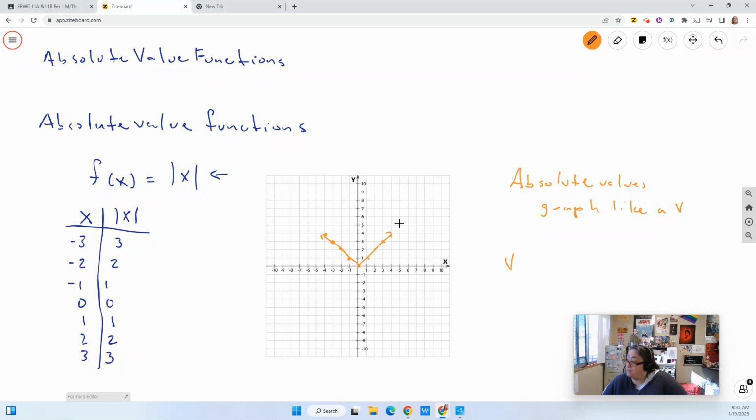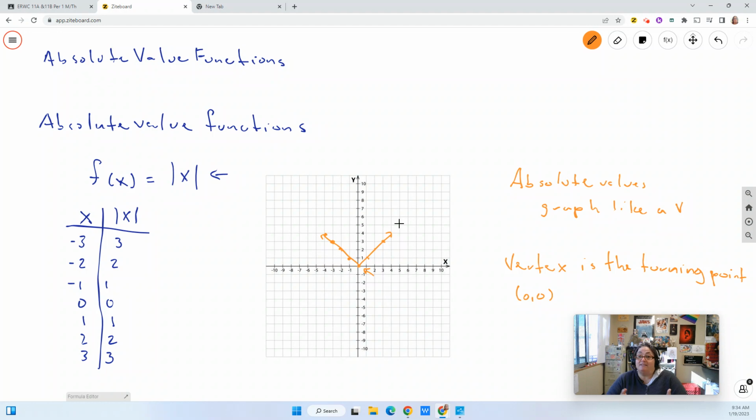So the vertex is that turning point. A little bit of vocabulary, right? Vertex is the turning point. So at this point, our vertex would be 0, 0, right? Because that's the point where it turns. It would be right there for us in this one. So our vertex would be 0, 0. And this is the most basic, we'd call this the parent function of absolute value, where we just have the absolute value of x itself.